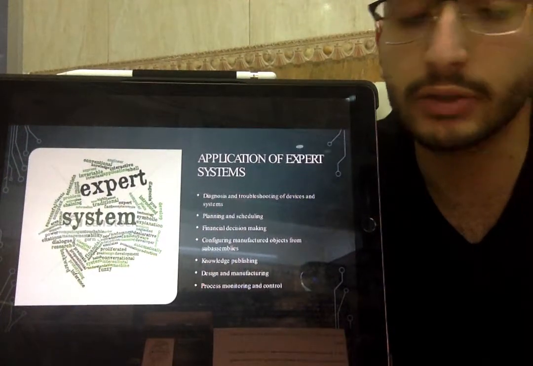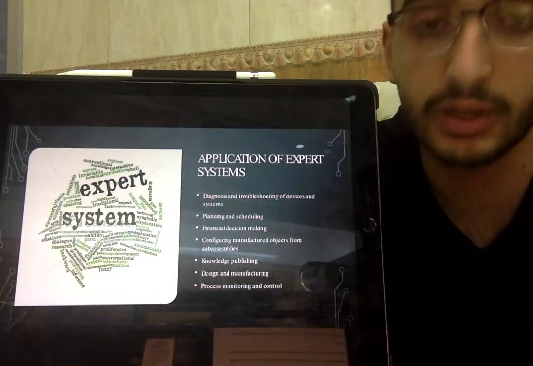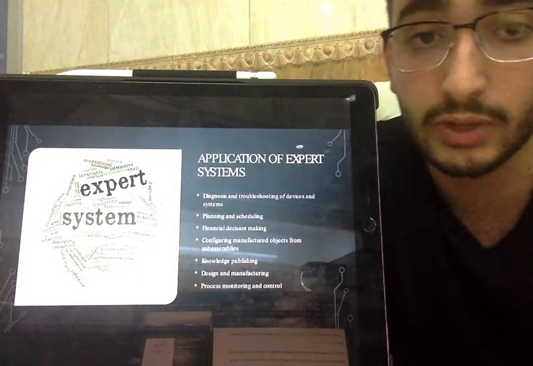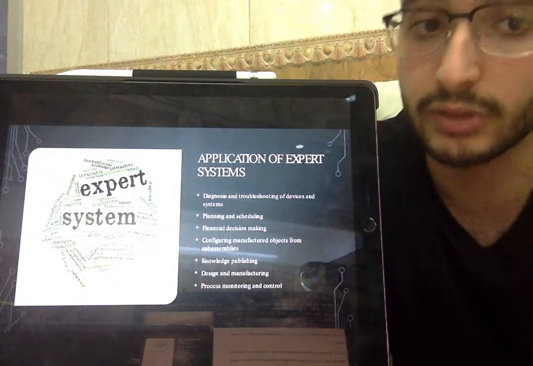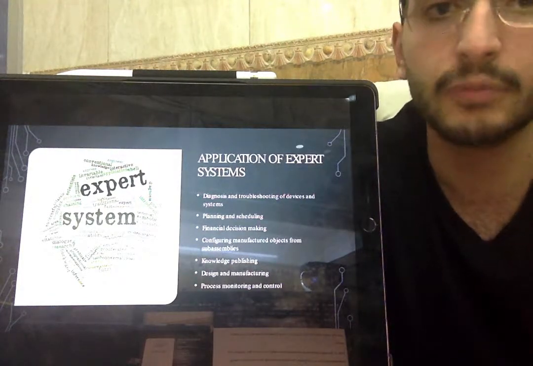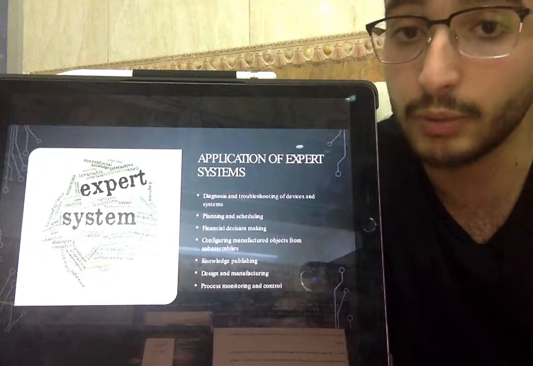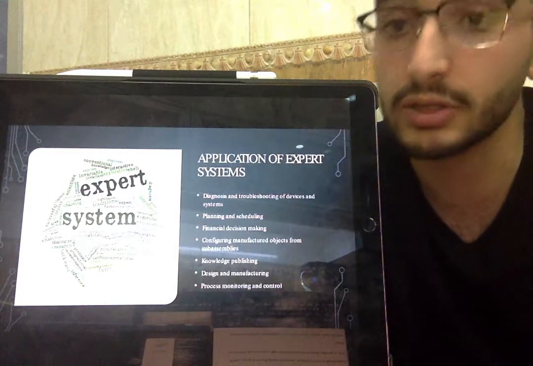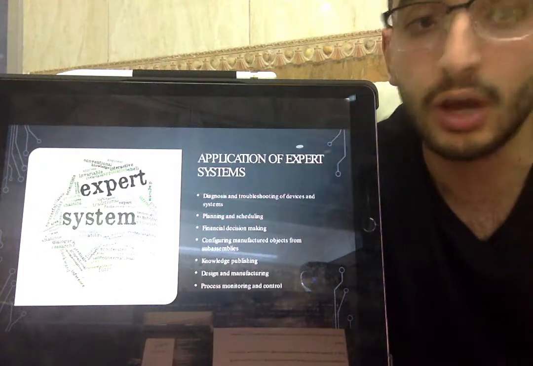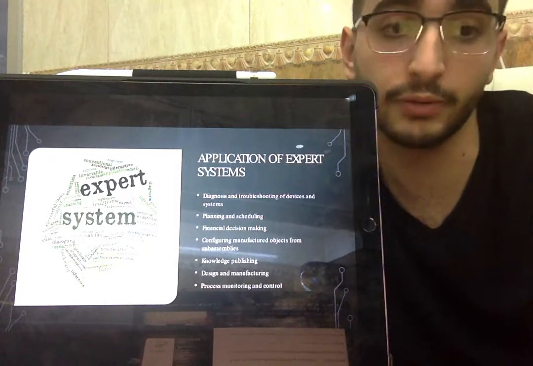The expert system has so many applications in today's society. To mention a few: diagnosis and troubleshooting of devices and systems, planning and scheduling, financial decision making, configuring manufactured objects from sub-assemblies, knowledge publishing, design and manufacturing, process monitoring, and control. All these applications have a great use of the different expert systems involved.